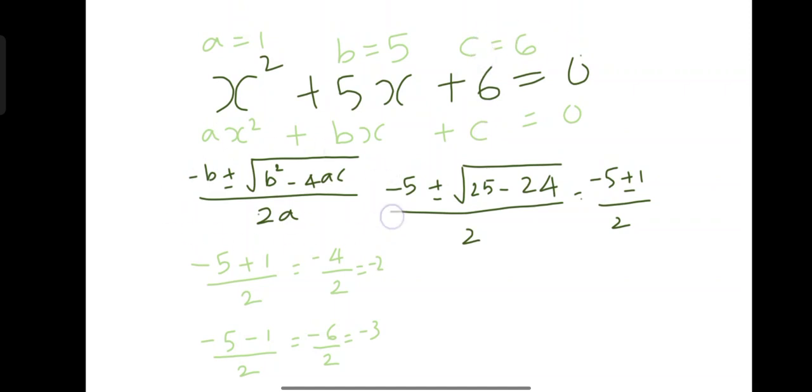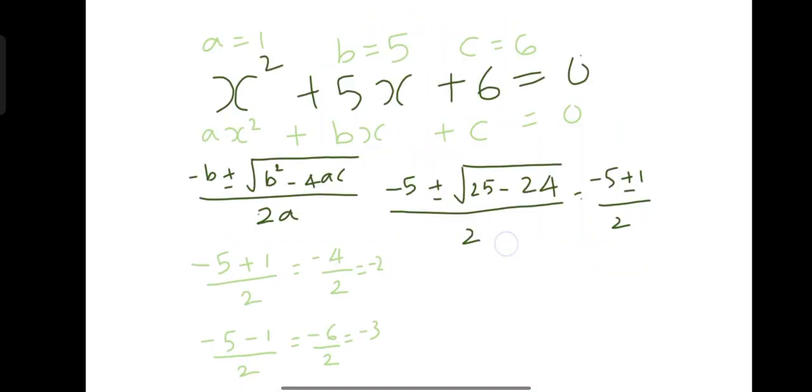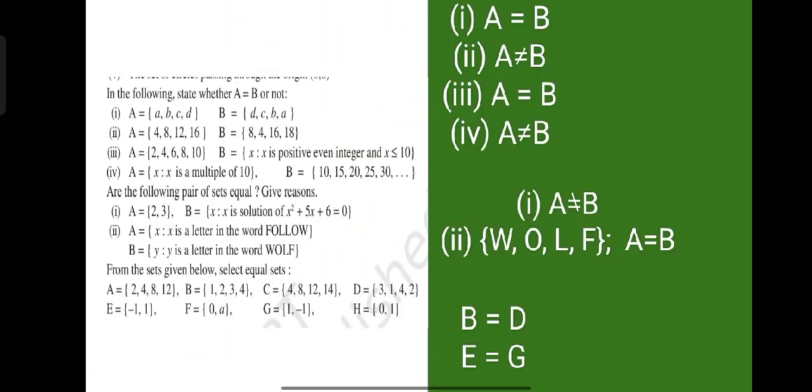This equation you guys will be familiar with, you have done many questions in 10th standard, isn't it? So minus b plus or minus root of b square minus 4ac whole divided by 2a, just substitute, then you will get two answers, minus 2 and minus 3. Okay, but our set A is 2 and 3, the next one is minus 2 and minus 3, so they are not equal. Okay, A is not equal to B.